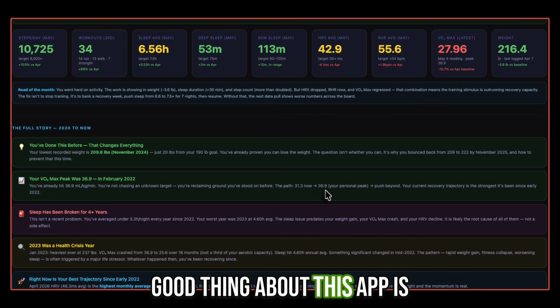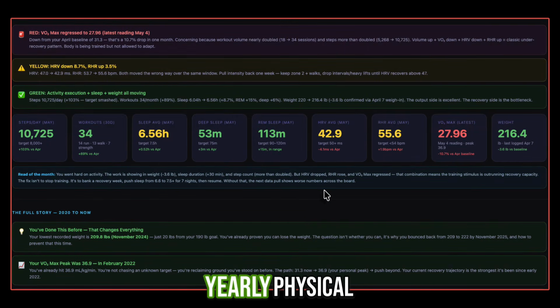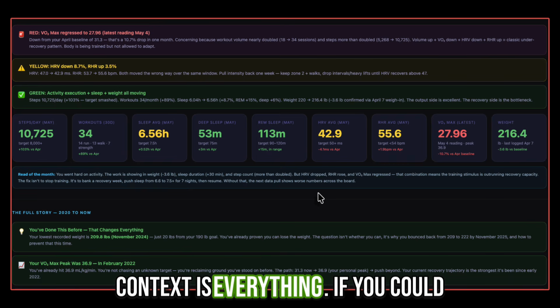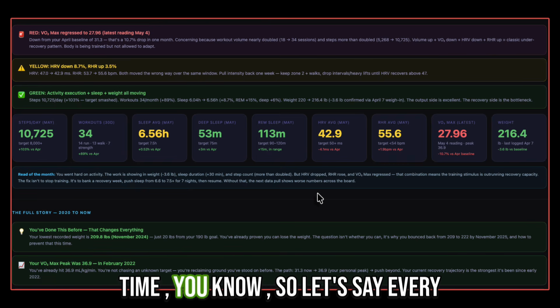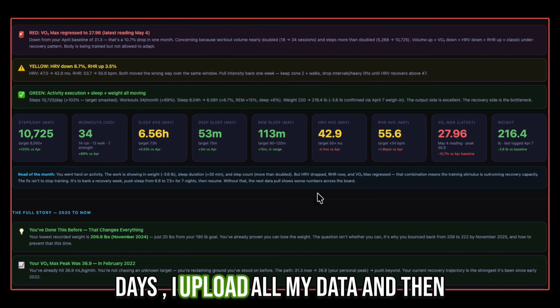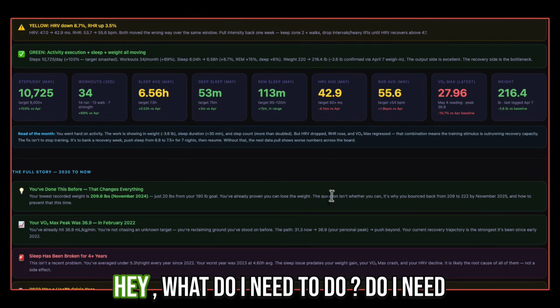And then the good thing about this app is literally it tells you, because hey, you could go for your yearly physical, but the doctor won't have as great contextual data, because remember, context is everything. If you could take a snapshot over a period of time, let's say every 30 days. So I do every 30 days, I upload all my data, and then it does a snapshot, right? And then we look at the report and see, hey, what do I need to do?